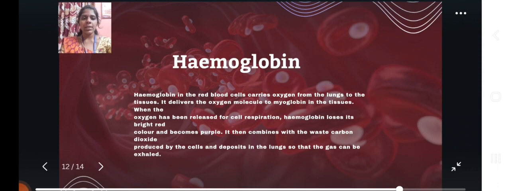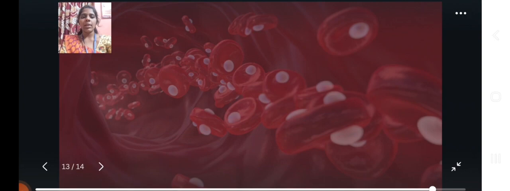Hemoglobin in the red blood cells carries oxygen from the lungs to the tissues. It delivers the oxygen molecules to myoglobin in the tissues. When the oxygen has been released for cell respiration, hemoglobin loses the bright red color.